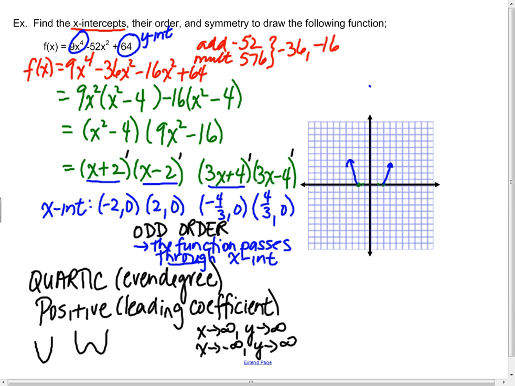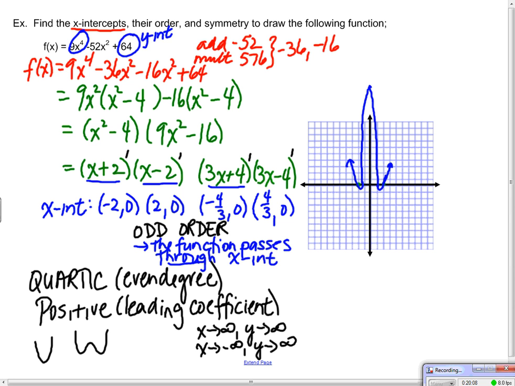I know that my function will pass through and go down to negative and back through this x-intercept and up to positive, all the way up to the y-intercept. And then it's going to pass through this x-intercept below, through that x-intercept and on its merry way upwards. So extremely approximately, that is my quartic. 9x to the 4 minus 52x squared plus 64.